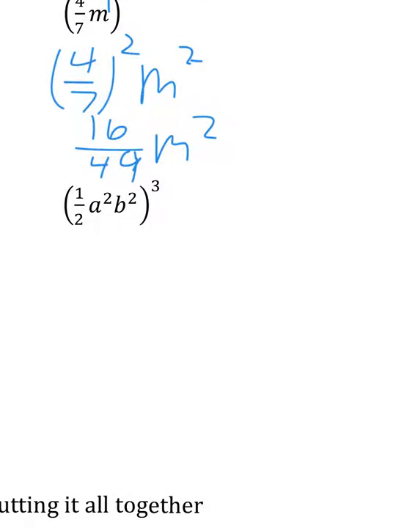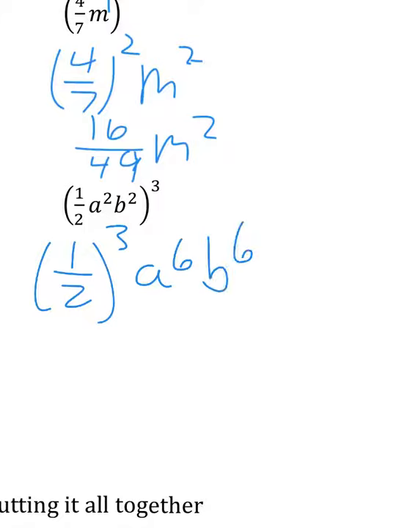One more of these. 1/2 cubed. Well, that's 1/2 cubed. And then a squared cubed, we multiply them to get a to the 6th. Same thing with b squared cubed, multiply them to get b to the 6th.